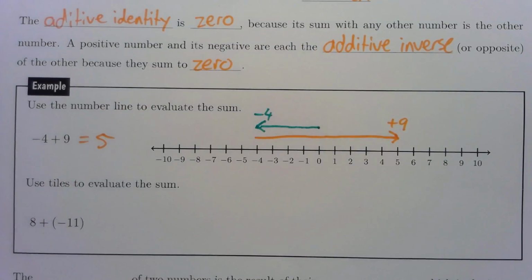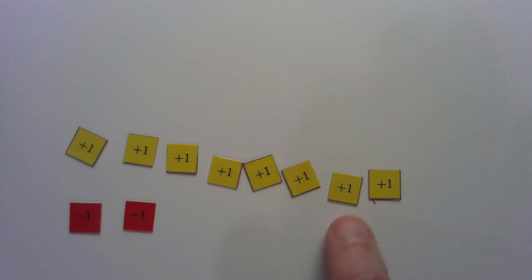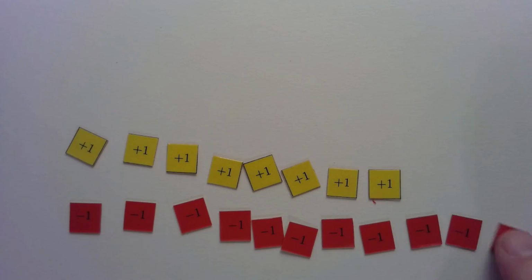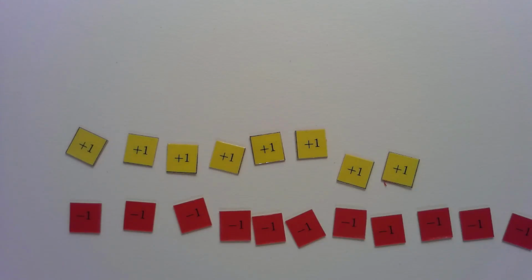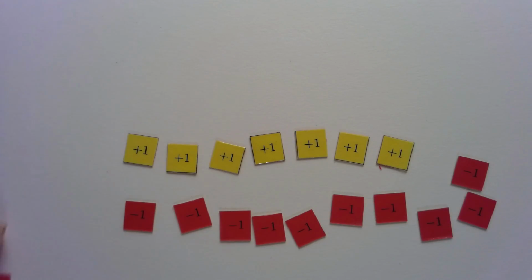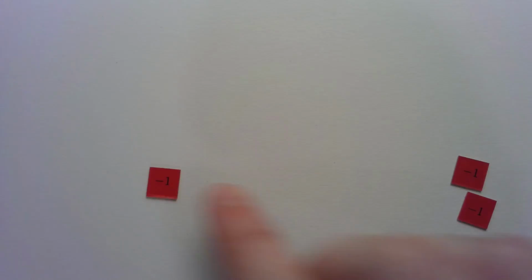We can show 8 plus -11 using tiles. So we have 8 positive tiles and 11 negative tiles. Now 8 and -8 together make 0. So if we take those away, all that we're left with is -3.